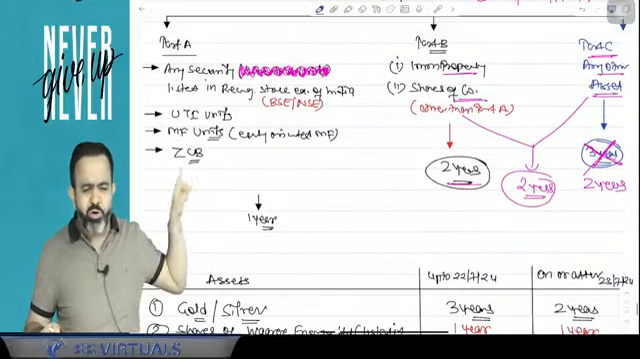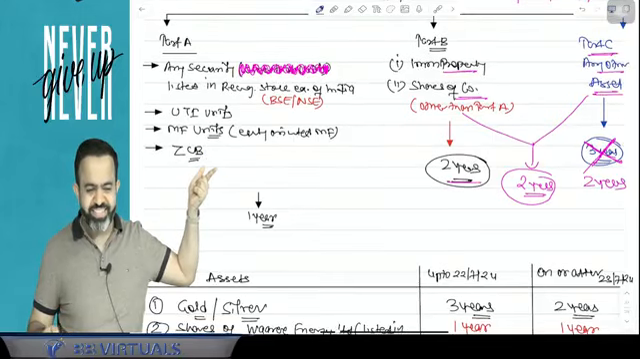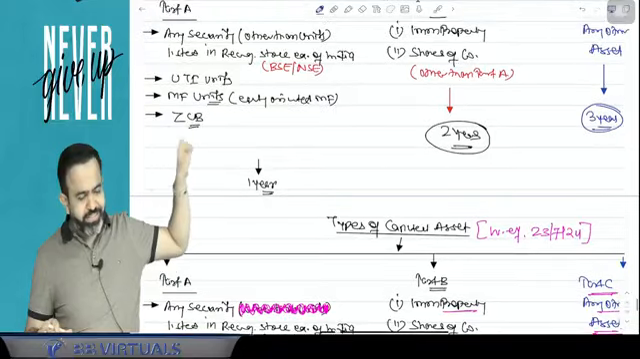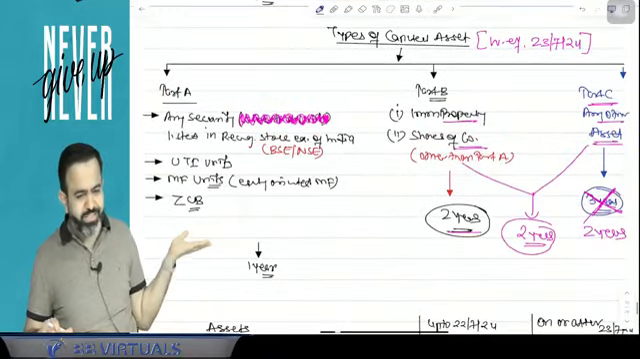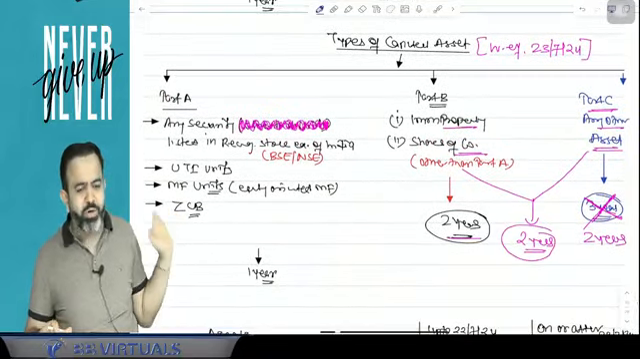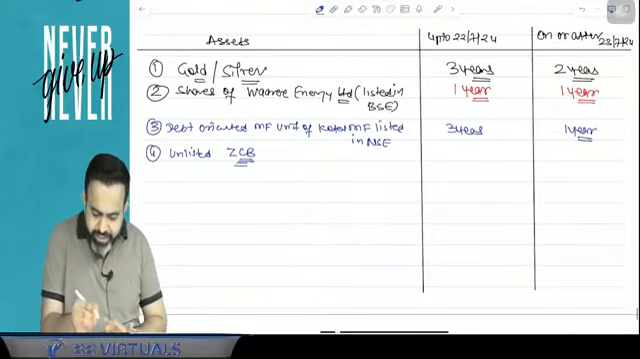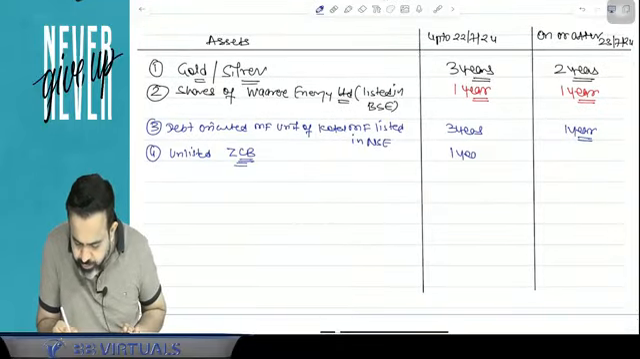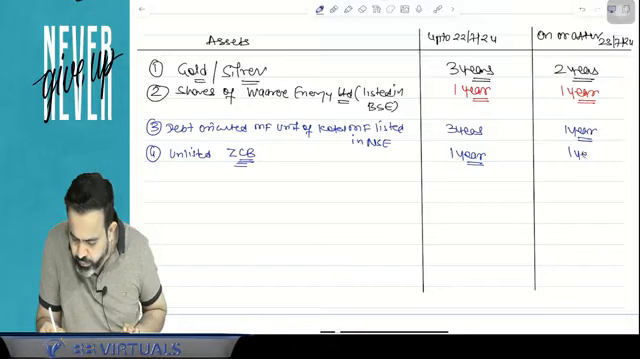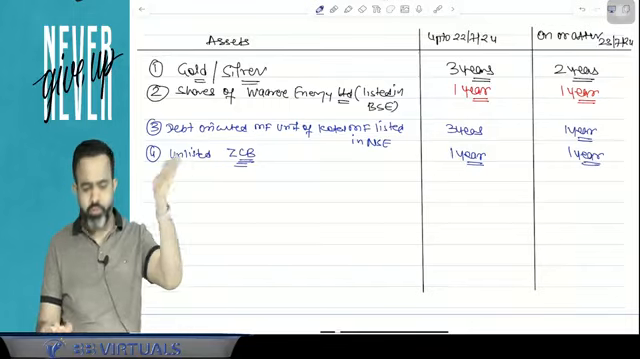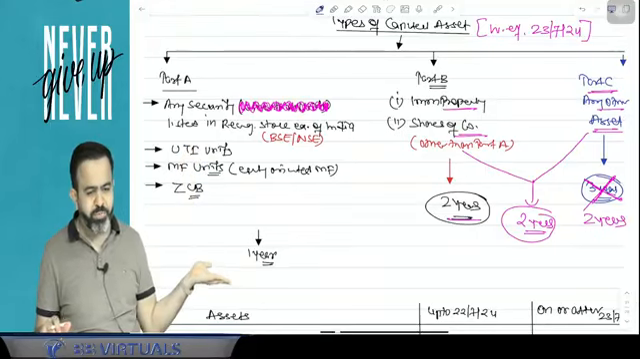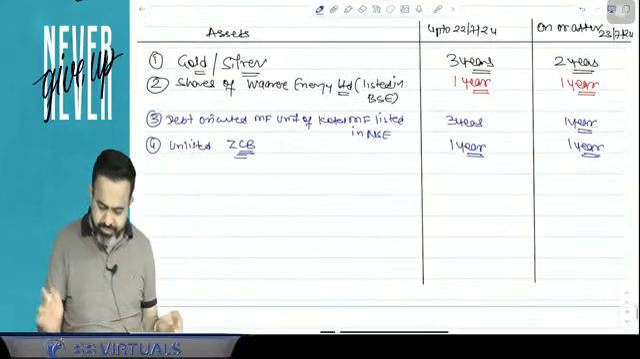Whether it is listed or unlisted, it is 1 year. Because earlier also it was written zero coupon bonds, and now also it is zero coupon bonds. Whether it is listed or unlisted, it is a 1 year period of holding. So in case of zero coupon bonds, the period of holding is 1 year.